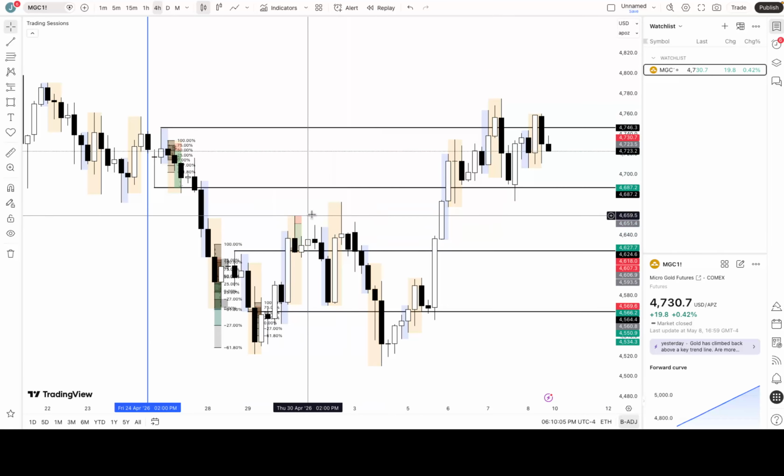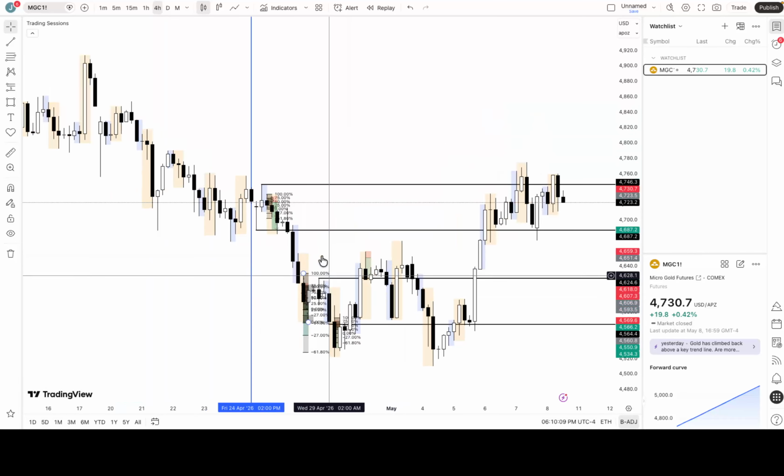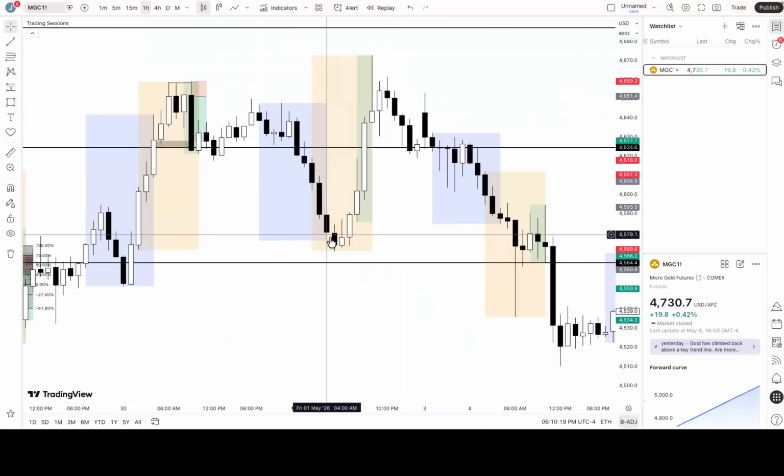Okay, so what do we see now? We see price push down below this area, so now we're no longer looking for buys. Let's scale down again. Let's see what price does here. Price pushes all the way down.